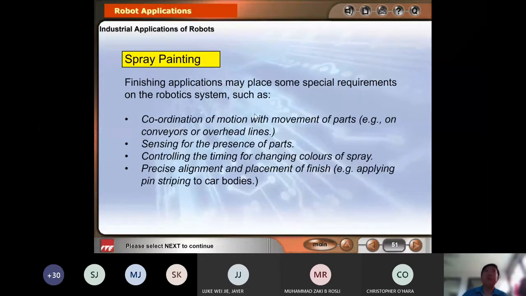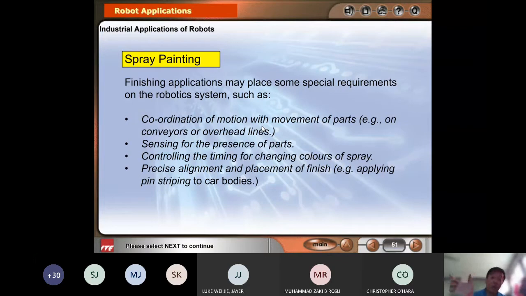Okay, so now for this, I'm going to mention a bit only. All right, not really that important, because for spray painting you need some special requirements. Number one, motion of the part together with the robot. You have to know the part typically. Just now you saw the robot that actually spray paints.